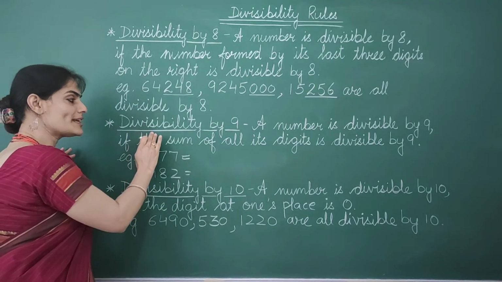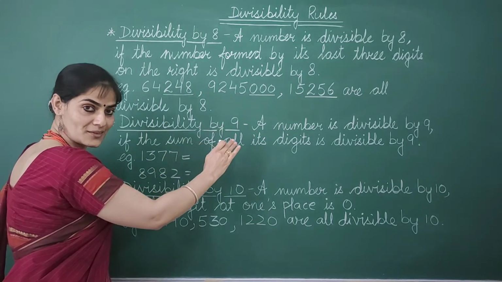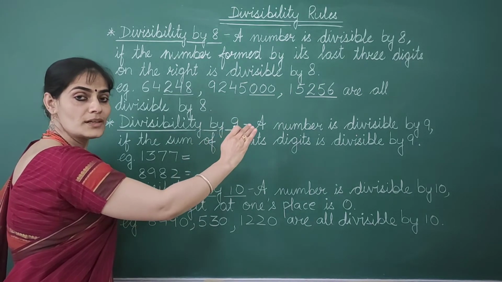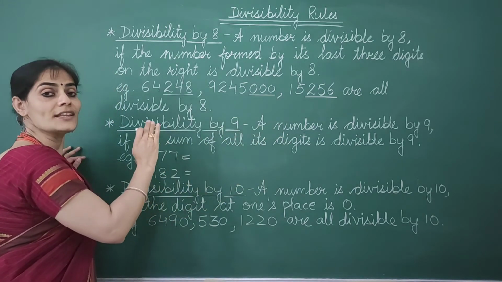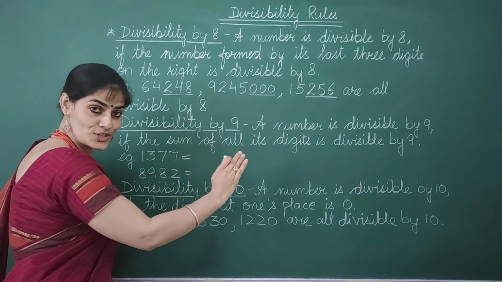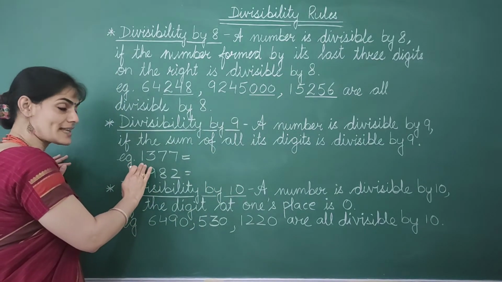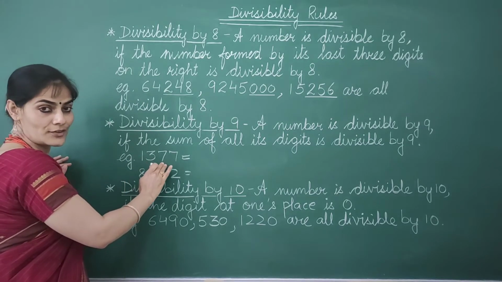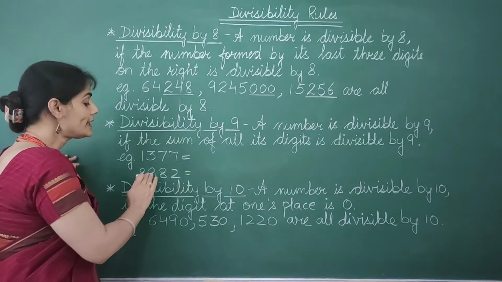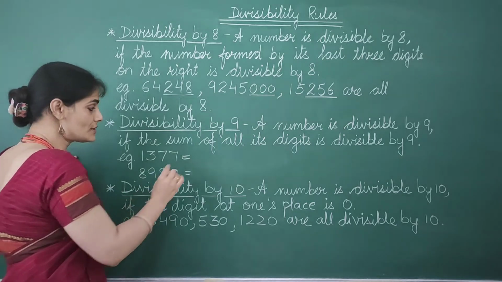Now the next rule is divisibility by 9. A number is divisible by 9 if the sum of all its digits is divisible by 9. Now the given example is 1377. Let's find the sum of all its digits.